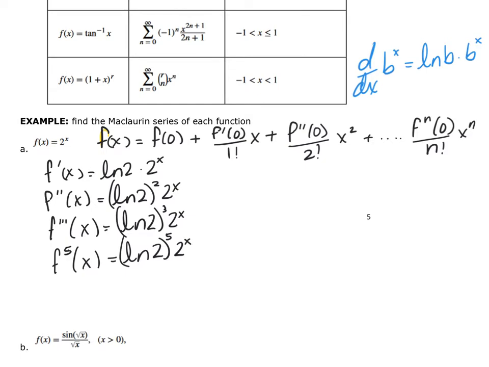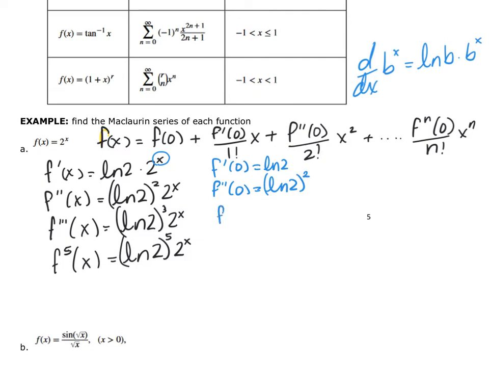Now, if I'm asked to evaluate all of these derivatives at 0, then what I'm asked to do is f prime of 0. The 0 goes in for the exponent, nowhere else. And so I know that when I put in 0 for the x on that exponent, it's just going to be 1. So f prime of 0 is going to be the natural log of 2. F double prime evaluated at 0 is going to be the natural log of 2, the quantity squared.